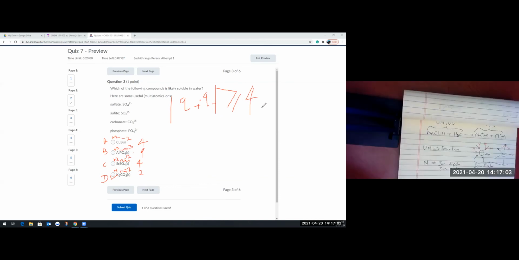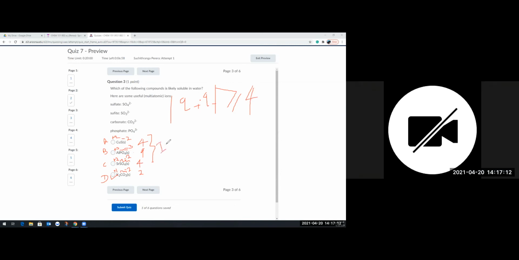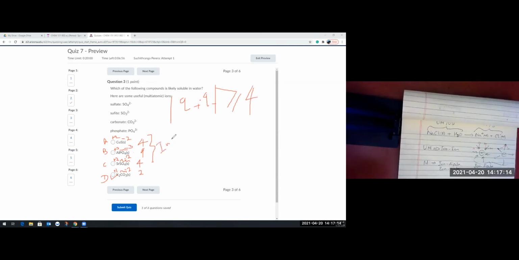If the charge product is greater than or equal to 4, then it is insoluble. If it is 4, it is insoluble. So it has to be less than 4 if it has to be soluble in water. This works 93% of the time.